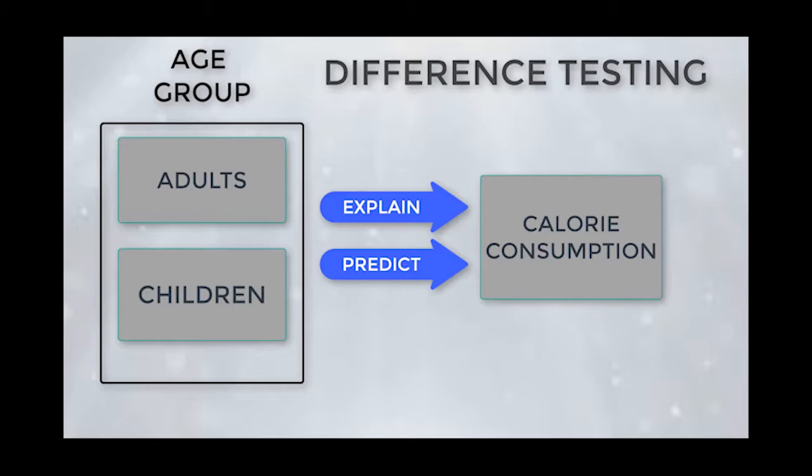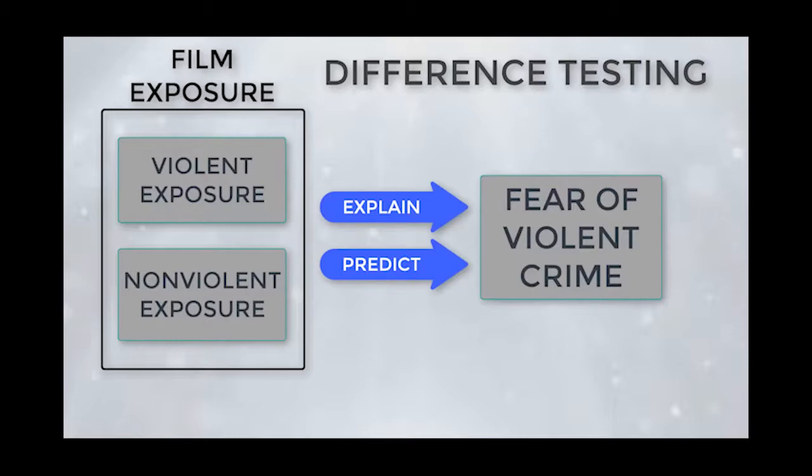So far in this video, we've identified two examples of difference tests. First, we looked at differences between adults and children in their calorie consumption per day. And in the second example, we looked at differences reported in fear of violent crime according to violent film and non-violent film exposure. Notice that in both of these examples of difference testing, there was the presence of a categorical independent variable. By this, we mean the researcher manipulated the independent variable by forming groups. For difference testing, this makes sense because if you're looking for differences in the dependent variable, you would have to compare groups to find that difference.